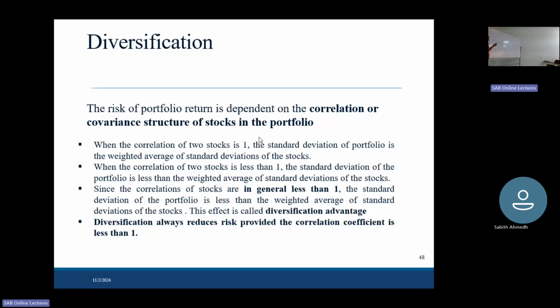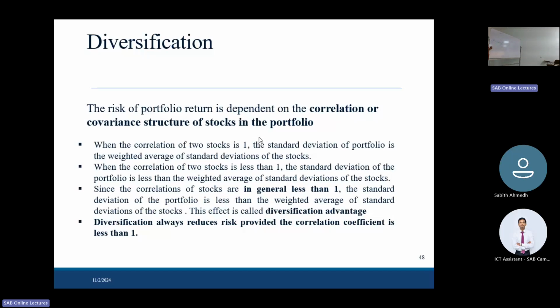There is an advantage. There is risk diversification. But if it is perfectly negative, the benefit or the advantage or the effect of diversification is high. So that means that you can minimize risk and you can maximize return. You can have a maximum return at a minimum level of risk.